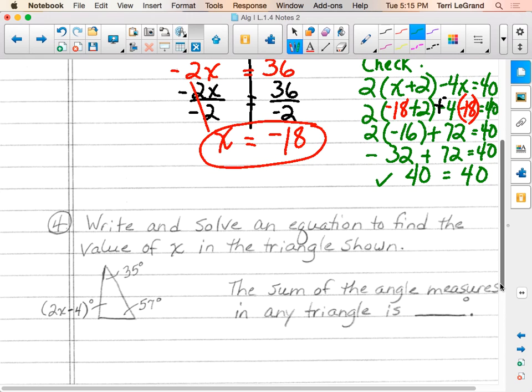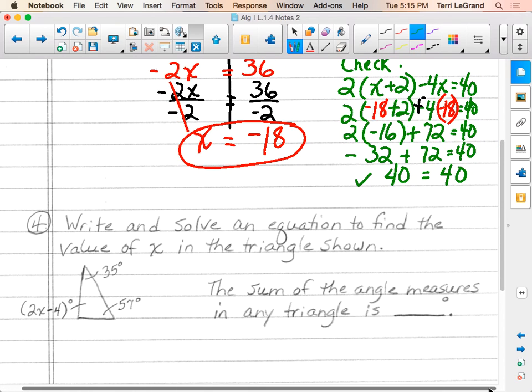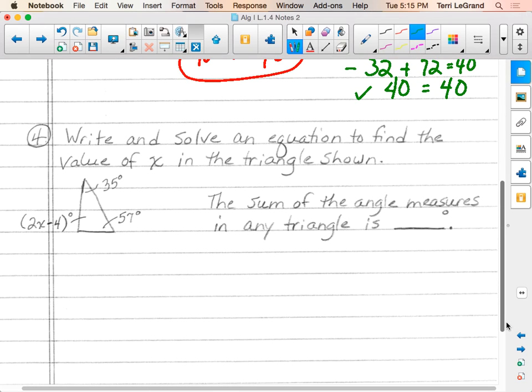Okay, let's do a problem that you're going to have something like in your homework, and I want to make sure that I set you up for success for that. So it says, write and solve an equation to find the value of x in the triangle shown. So we have this triangle. It has an angle that's 35 degrees up there on the top. Down on the bottom right, that angle measures 57 degrees. And down in the bottom left, where it kind of looks like a right angle, but we have no idea, they say it's a 2x minus 4. They have an algebraic expression for it.